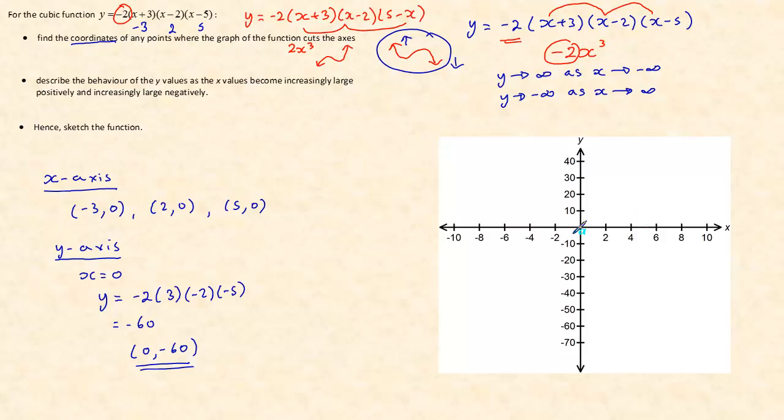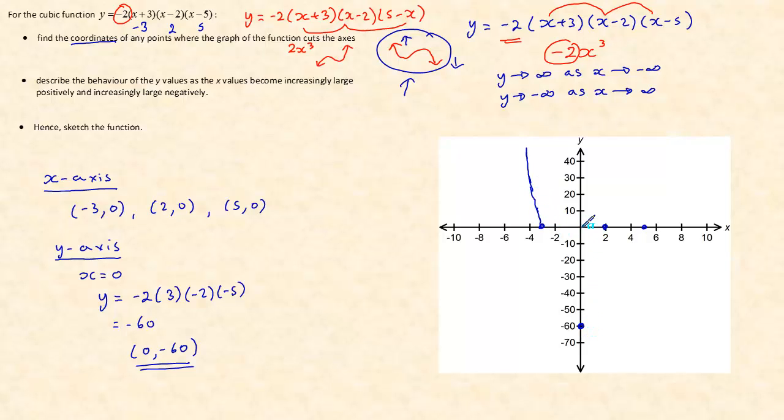We now want to sketch the function. So we know that there are intercepts at negative 3, 0, 2, 0, and 5, 0, and a y-intercept down here at 0, negative 60. We also know the shape. So it's going to come in like this.